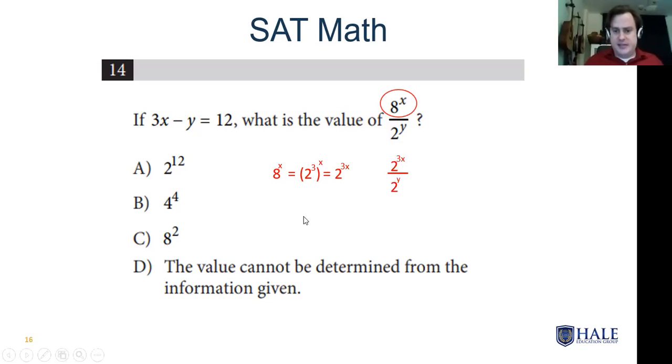Now let's rewrite the expression 8 to the x over 2 to the y. We can write that as 2 to the 3x over 2 to the y. Now, if you divide these bases, you can subtract the exponents, which means it's 2 to the 3x minus y. Now, I know from the original equation that 3x minus y is 12, which means 2 to the 3x minus y is equal to 2 to the 12. Answer choice A.